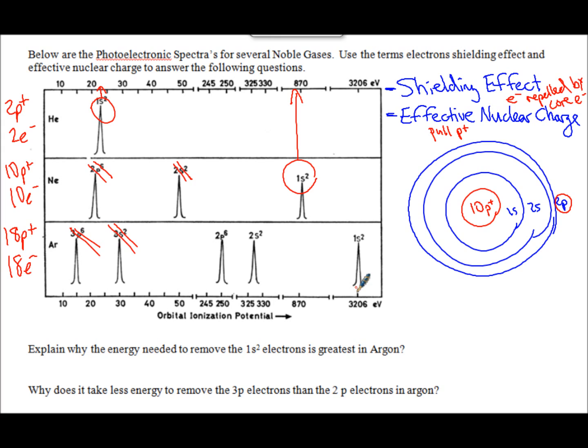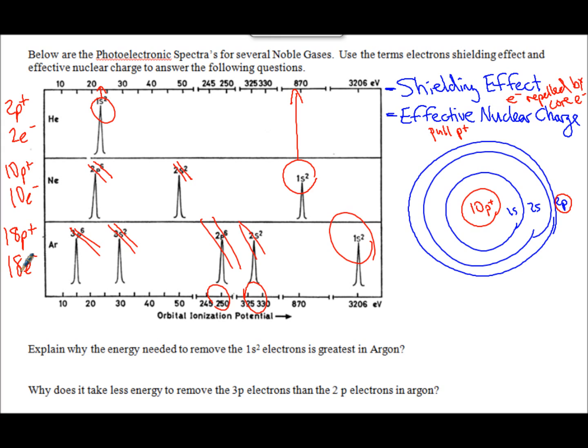We now have 18 protons and 10 remaining electrons. So these 10 electrons are having a much greater pull to the nucleus than they were previously, which is why we see such large values associated with removing these electrons. And then we've got these gone. And so we're down to just 2 more. So at this point, we have 18 protons, and only 2 of these electrons are left. All the other 16 have been removed.